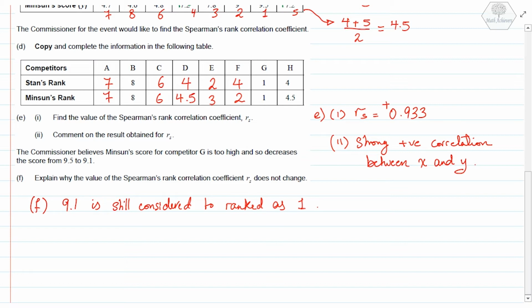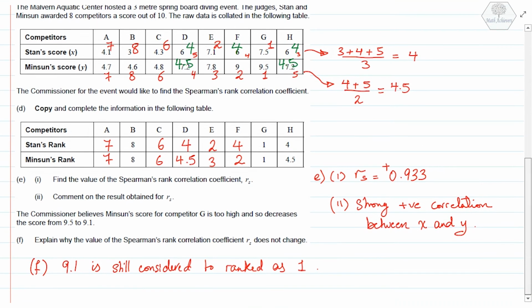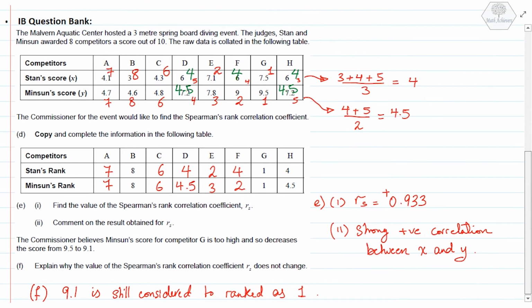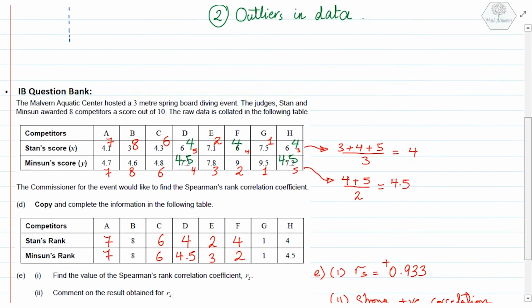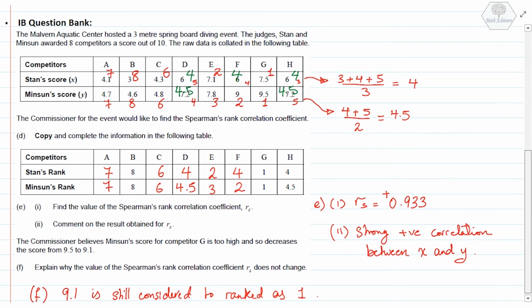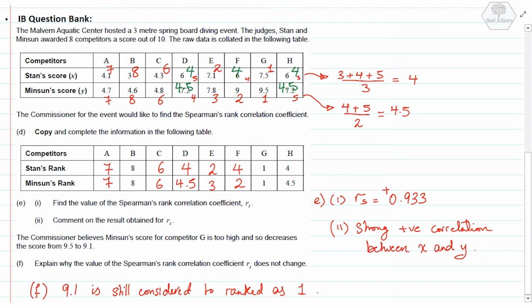And by this, we could solve an IB question bank question on Spearman's rank correlation coefficient. All of the questions have the same criteria. So the understanding of how to solve such a question is very important.